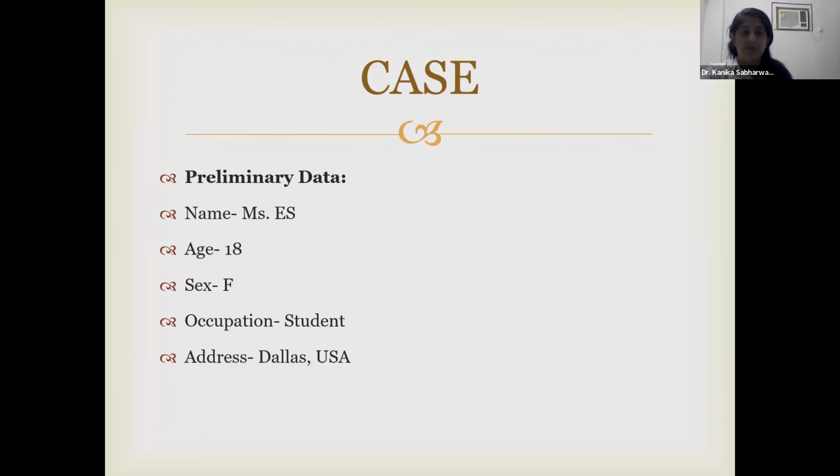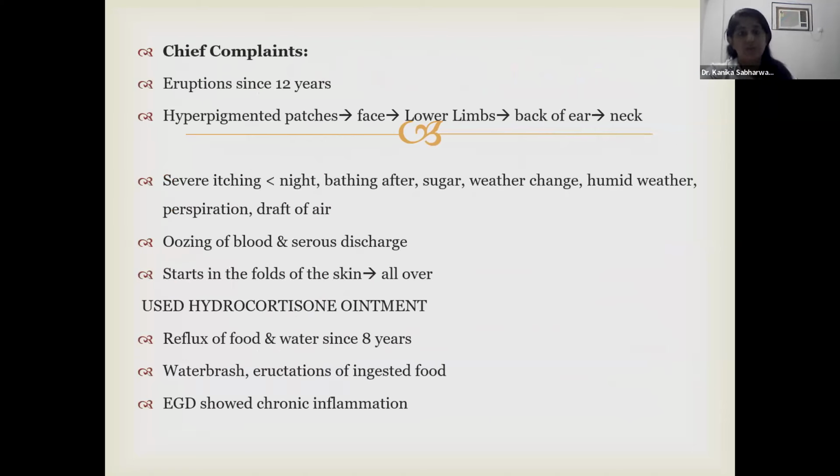Patient resides in Dallas, America. She visits India because she's on vacation and her grandparents live here. She comes to our hospital OPD with eruptions since 12 years. Now the eruptions appear as hyperpigmented patches.